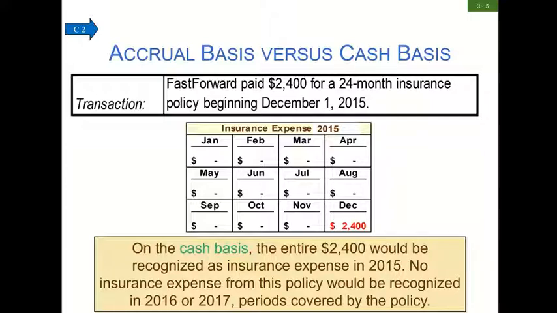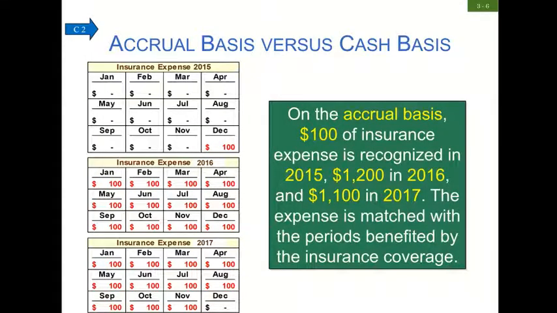Despite the fact that the insurance policy covers 24 months, which is 2 years, it will only affect the first year, the year in which the company paid the insurance. This is against reality. If we follow the alternative basis, the accrual basis, the first year, 2015, will be affected by only 1 month's insurance expense, which is 100, and the other years will also be affected by the insurance expense.